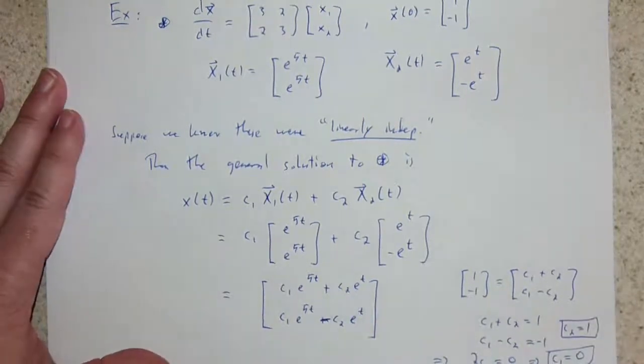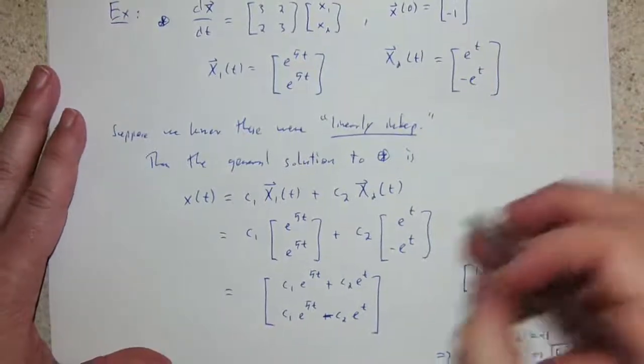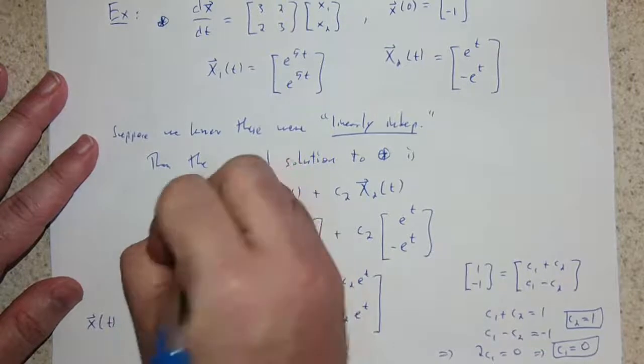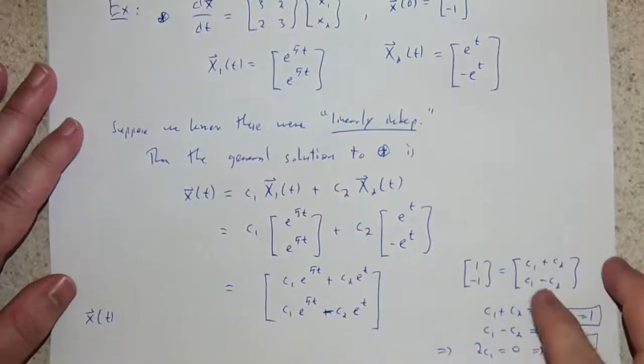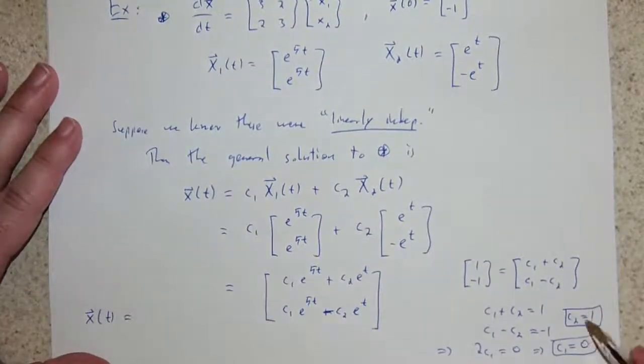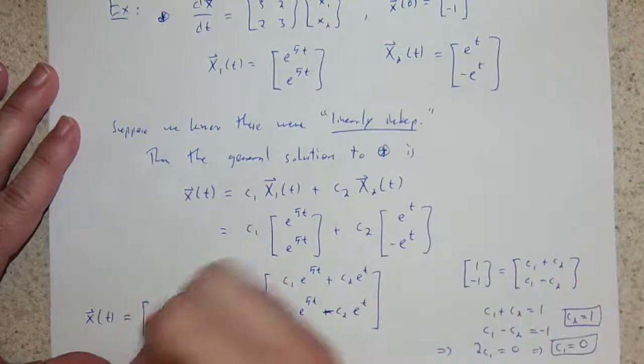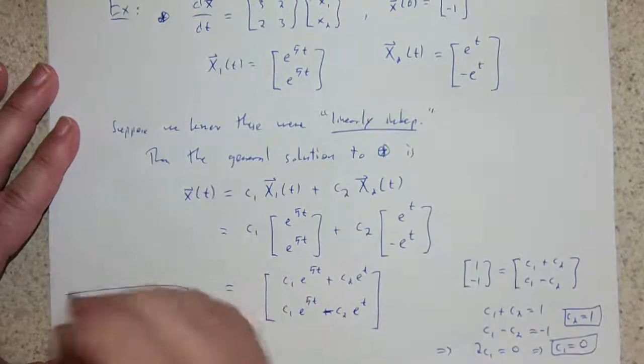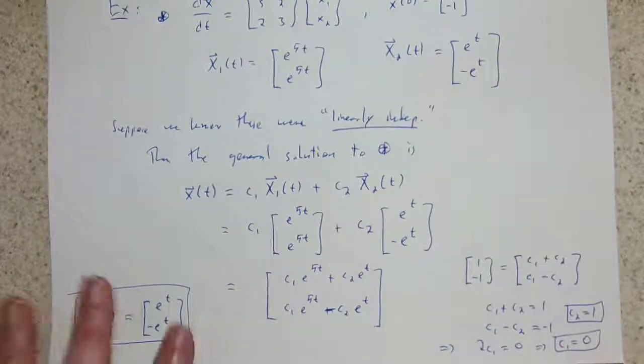And so the resulting solution, the unique solution, would be x bar of t. Sorry, there should be a bar on this. So x of t is equal to... c1 is 0, c2 is 1. So this would just be e to the t minus e to the t. This would be my unique solution to that IVP.